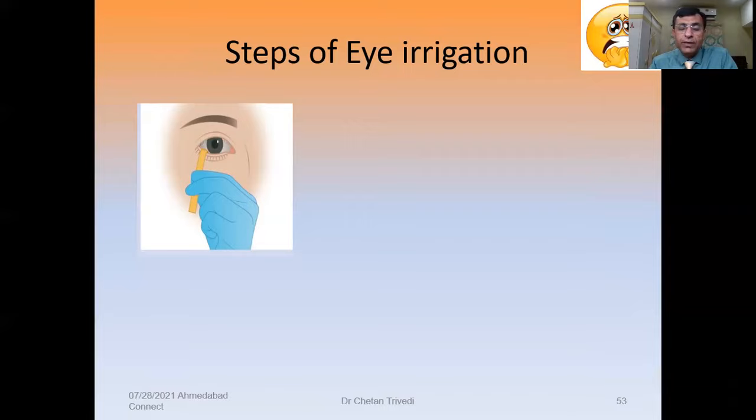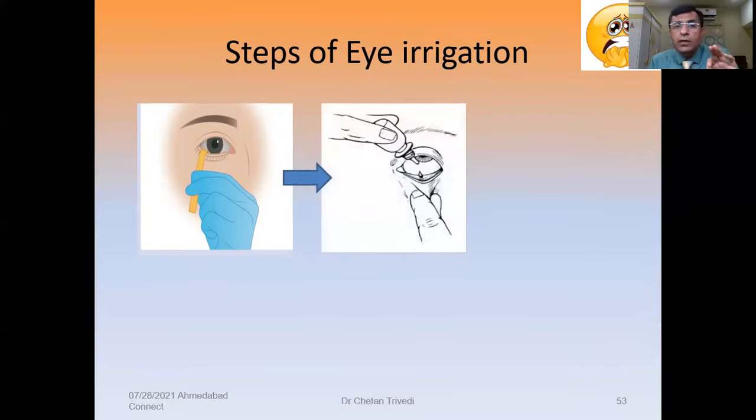Now, before doing irrigation, you need to apply local anesthetic drops. So how will you instill the local anesthetic drops? Open the lower palpebral conjunctiva and instill it there. Never instill directly on the eyeball, otherwise it will cause damage or pain. So put the drops here and ask the patient to close the eyes for some time. That will give the anesthetic effect.